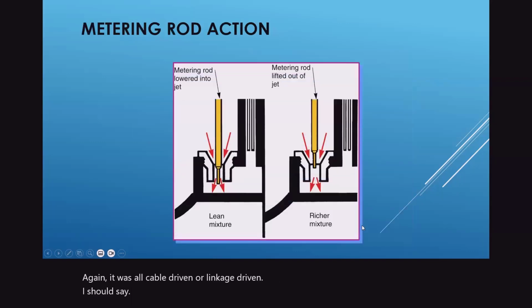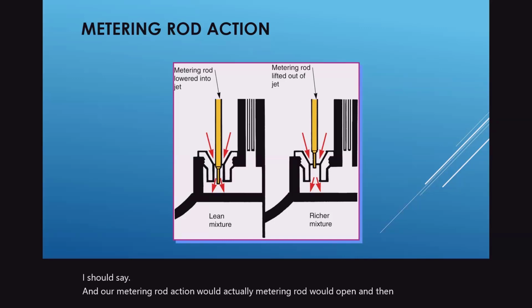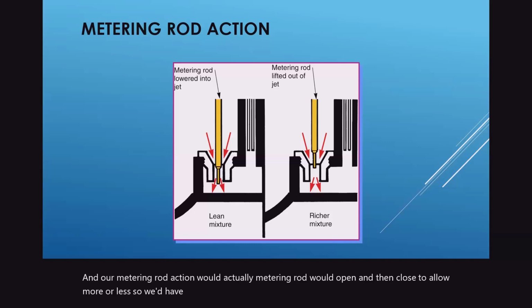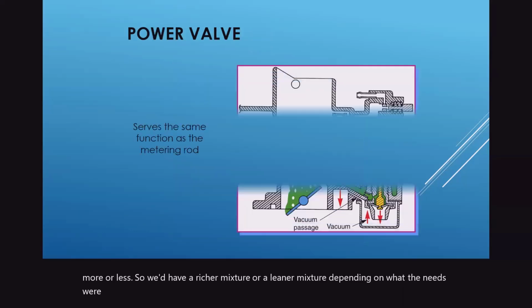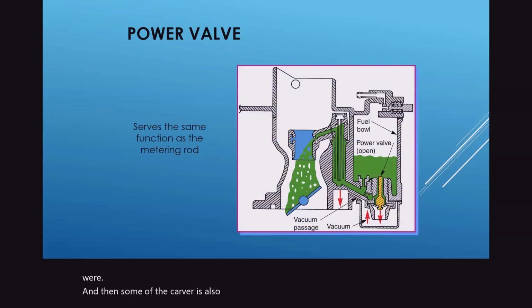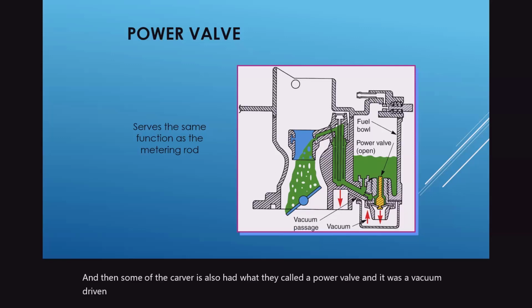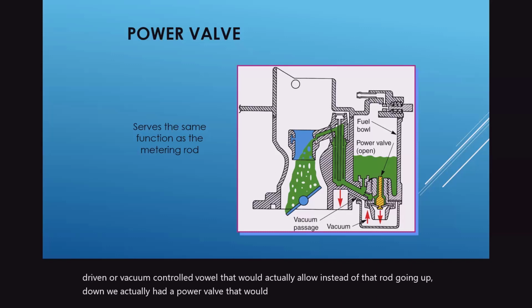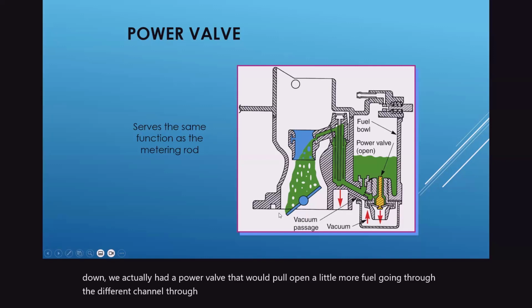And our metering rod would open and then close to allow more or less. So we'd have a richer mixture or a leaner mixture, depending on what the needs were. And then some of the carburetors also had what they called a power valve. It was a vacuum driven or vacuum controlled valve that would actually allow, instead of that rod going up and down, we actually had a power valve that would pull open a little more fuel going through the Venturi action right here.